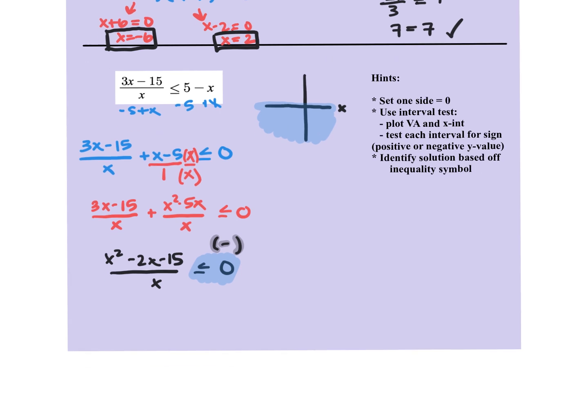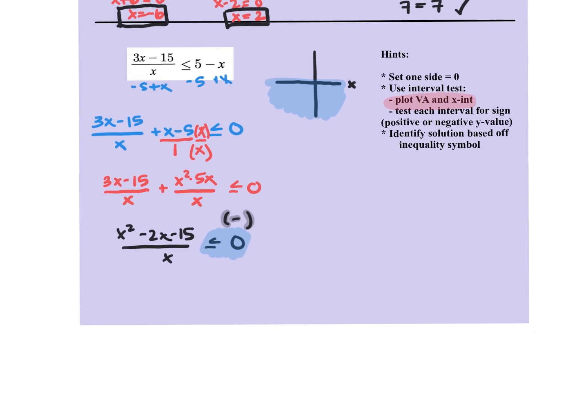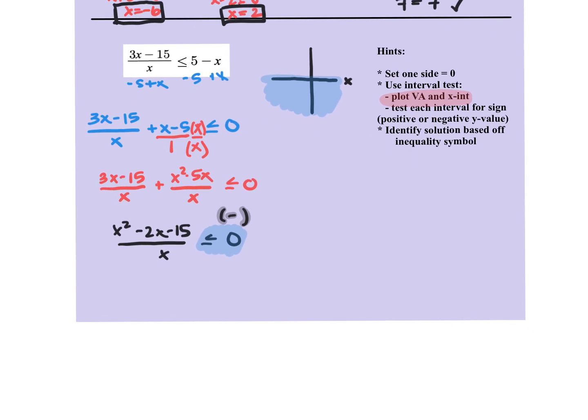So in the sign diagram, we plot the vertical asymptotes and we plot the x-intercepts. So those are the two things that I need to find for this function. I don't need to graph the whole thing. Of course you could, that would be another method to solve, but to be the most efficient, I just need to find the vertical asymptotes and the x-intercepts to make my sign diagram. So I'm going to go ahead and factor that rational expression on the left. The numerator is factorable. It's going to factor into x minus 5 times x plus 3. And my denominator is x.